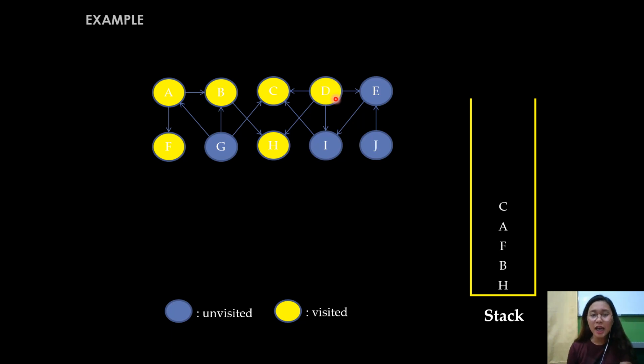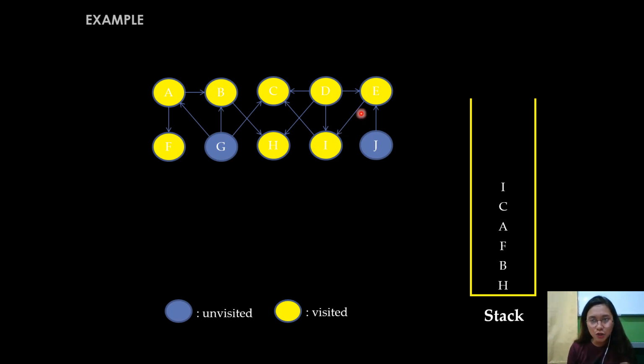Visit it and we move to its unvisited neighbor, which is the vertex E. So, the vertex E must be visited now. Then, we move to its neighbor I, which is unvisited. And we're going to mark I as visited. So, we push I into our stack because there's no other unvisited neighbors left.